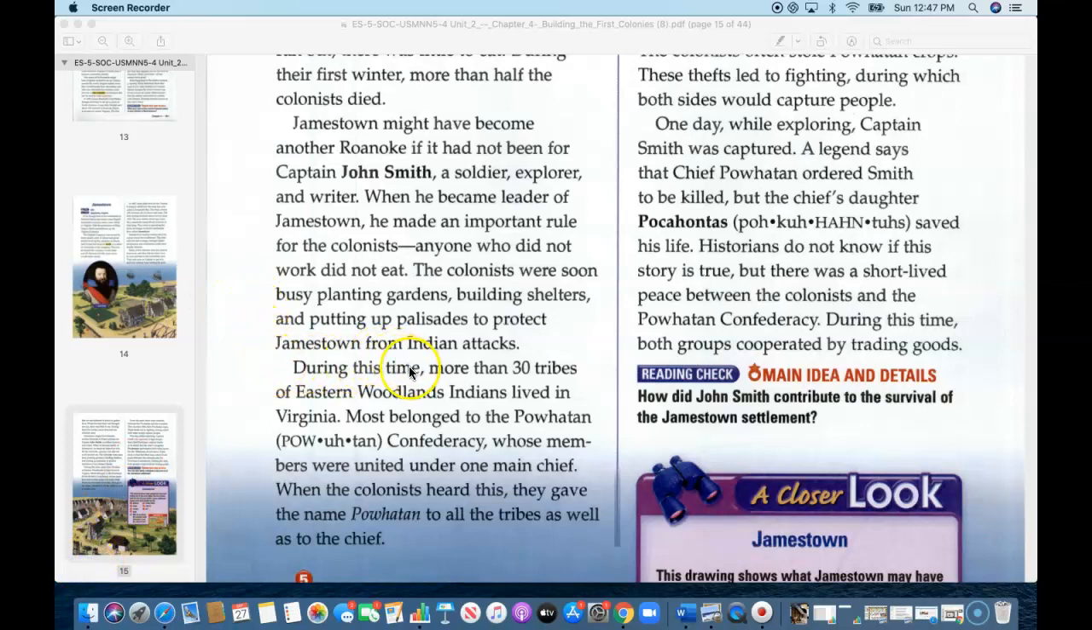During this time, more than 30 tribes of Eastern Woodlands Indians lived in Virginia. Most belonged to the Powhatan Confederacy, whose members were united under one main chief. When the colonists heard this, they gave the name Powhatan to all the tribes as well as to the chief.